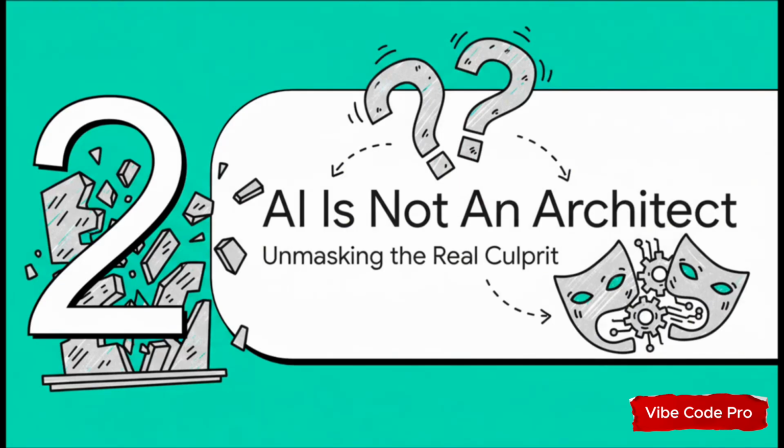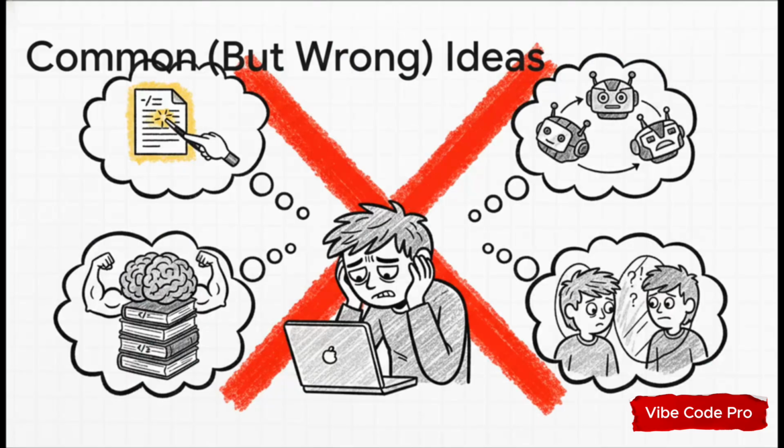So what in the world is actually going on here? Why does this happen to pretty much everyone? It's time to pull back the curtain and unmask the real culprit. And I promise you, it's not what you think. You see, when we hit this wall, the first thing we do is blame ourselves. We think, if only my prompts were better, or maybe if I switched AI tools, or the classic, I'm just not cut out for this. But all of that, it's wrong. You're looking in the wrong place. The problem isn't your skill, and it's not your tools.